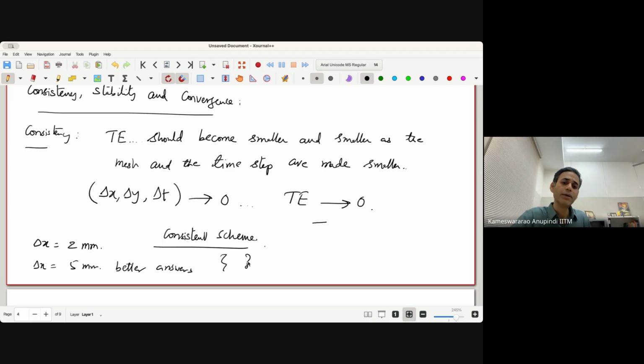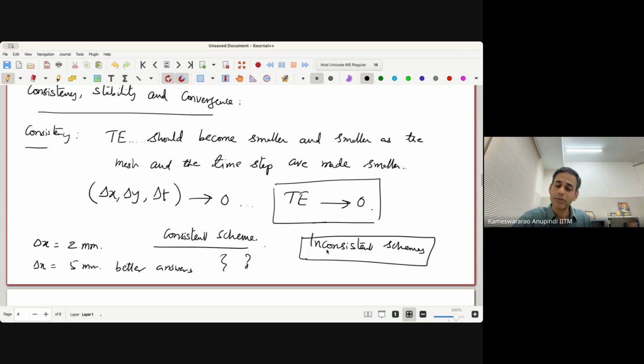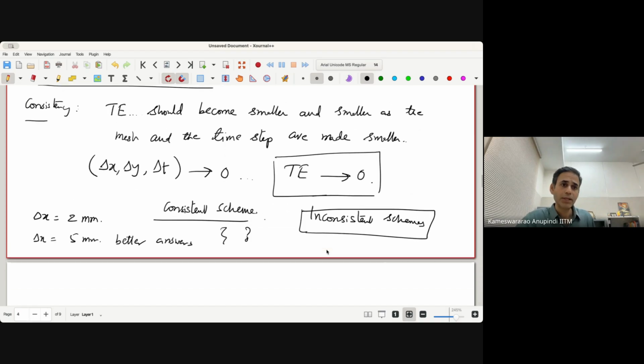We'll probably look at some schemes like that which are not consistent later on in the course. But then we always have to be careful what kind of schemes we are applying, and we should always check that they are consistent. We don't want to work with inconsistent schemes because they are not going to give you results in a reliable way, because the finer the mesh you make, the smaller the time step you make, you are actually going to deviate from the correct results. You're going to get incorrect results as you go with them. So that is known as consistency.